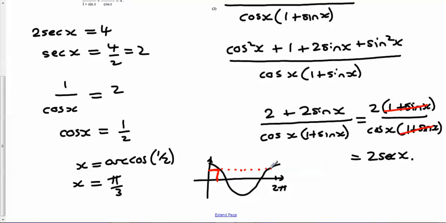But don't forget, if you pan across, there'll be a similar one, and it's symmetrical about 180, so there'll be another one over here, which is pi by 3 below 2 pi. So if you take pi by 3 away from 2 pi, you end up with 5 pi over 3. And those are our two solutions for that final part.